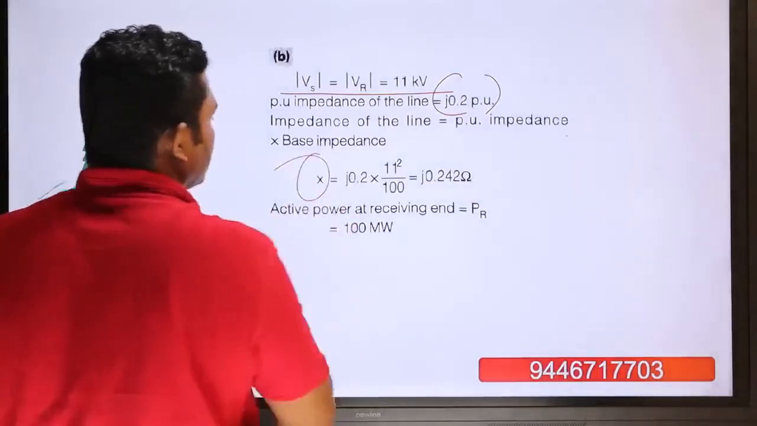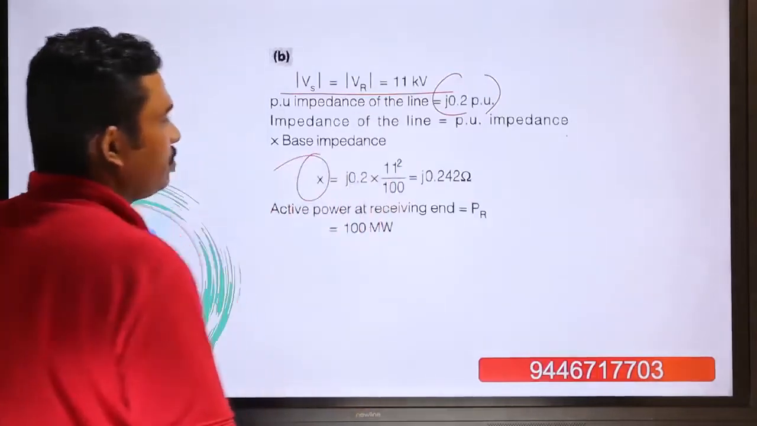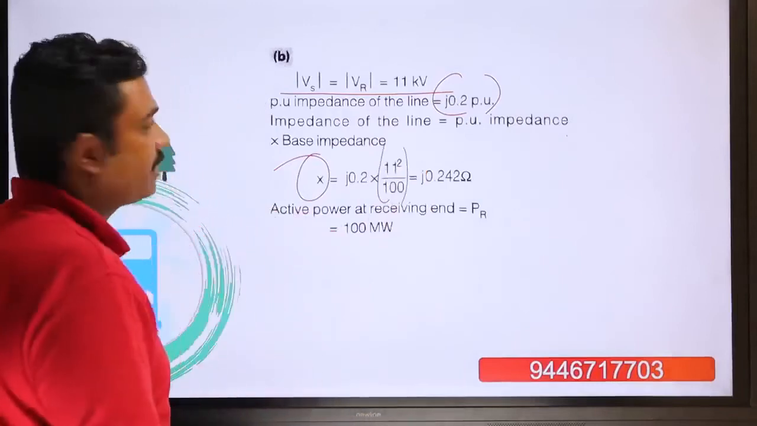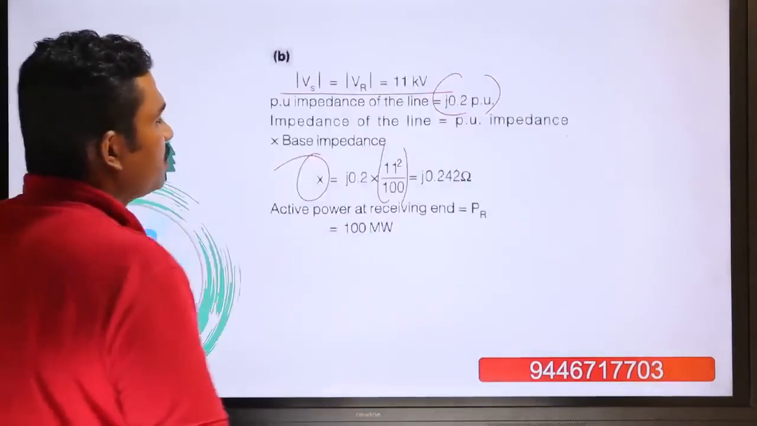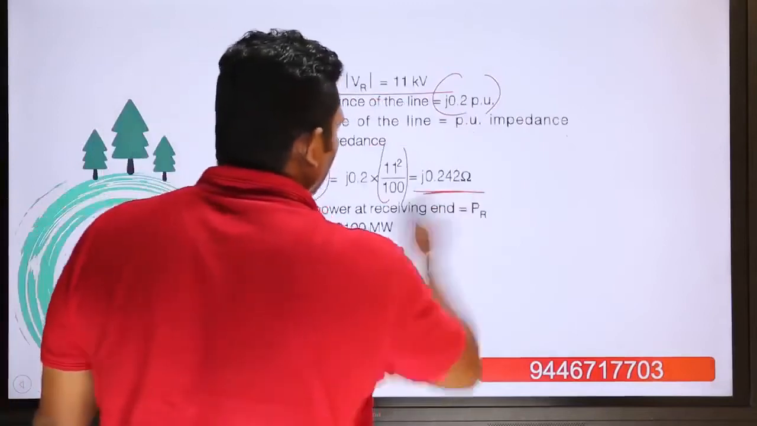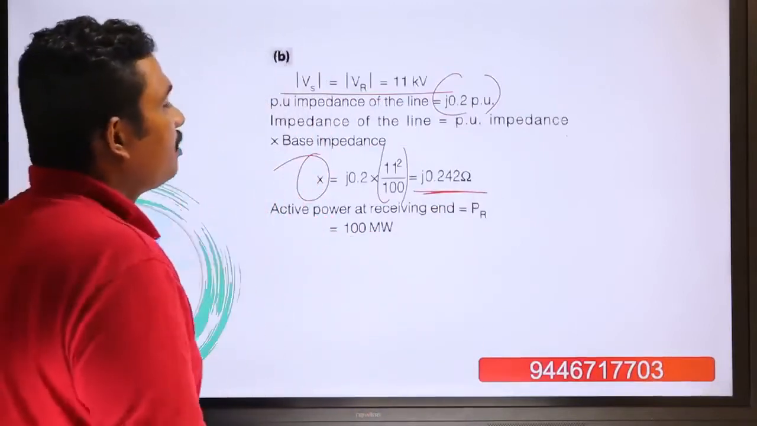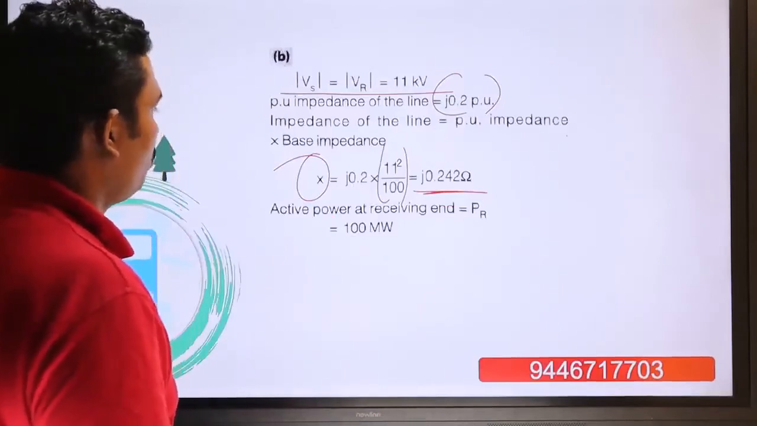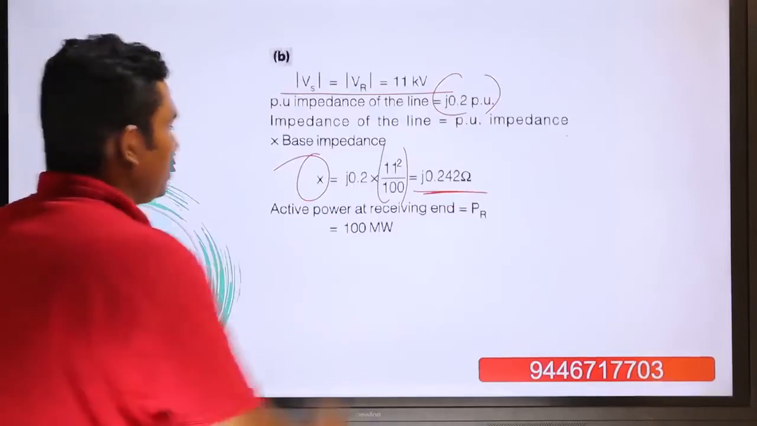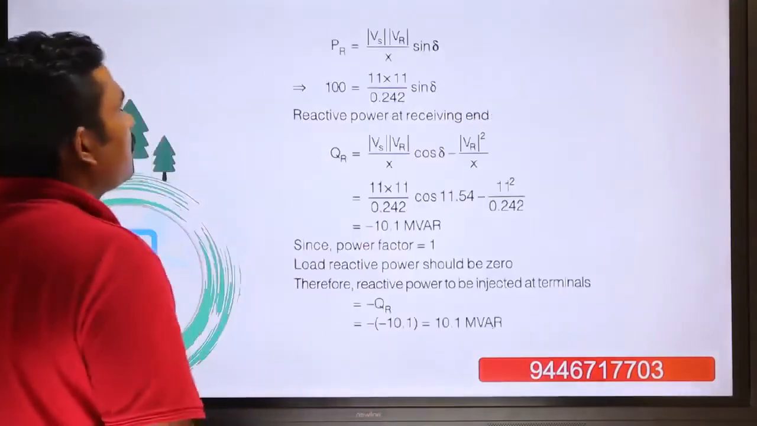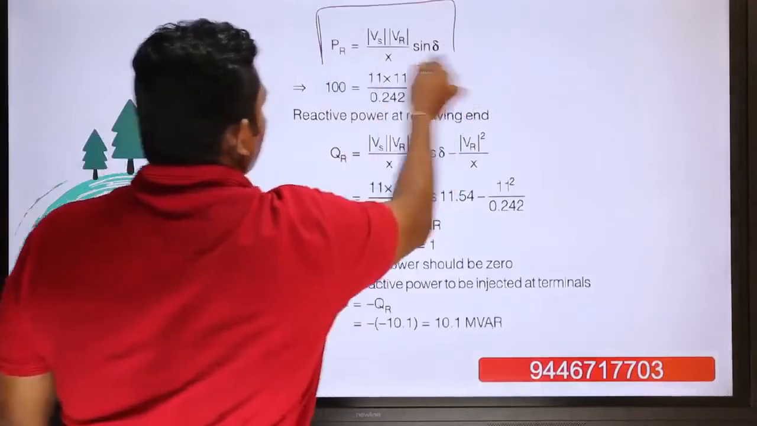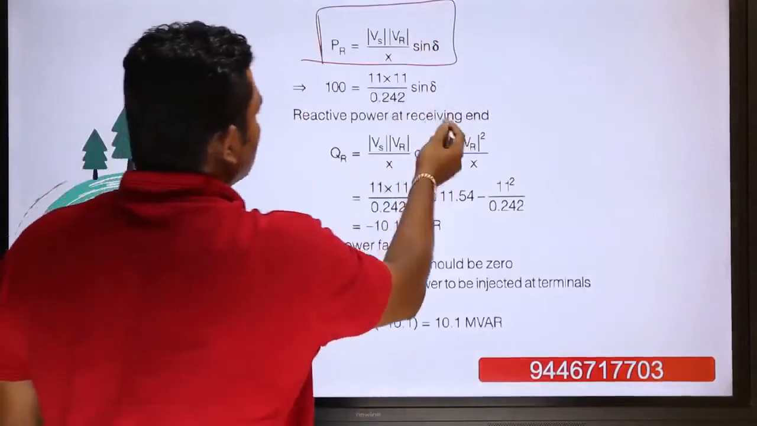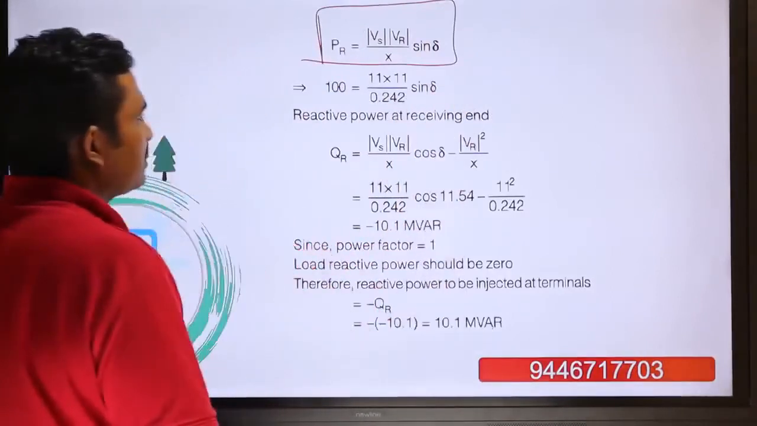Actual impedance of the line is equal to per unit impedance into base impedance. What is base impedance? Base impedance is equal to base kV squared divided by 100 MW. So we have obtained the value of the reactance of the transmission line as 0.242 ohm. Now active power at the receiving end is equal to 100 MW. Now what is PR? PR is equal to |Vs||Vr| divided by X into sine delta. So substituting all these values, we will be obtaining the value of sine delta.